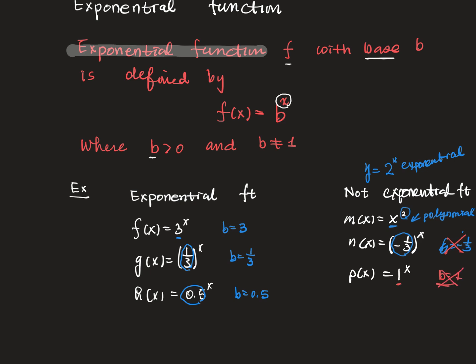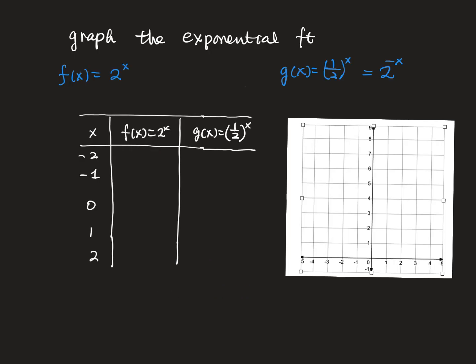So understand that the base is greater than 0. The base cannot be 1. The power is a variable. That's the exponential function. Now, how are we going to graph the exponential function? You can use a scientific calculator. You can Google how to use a scientific calculator. You can look up my lecture notes. So let's fill out this table to sketch the exponential function.